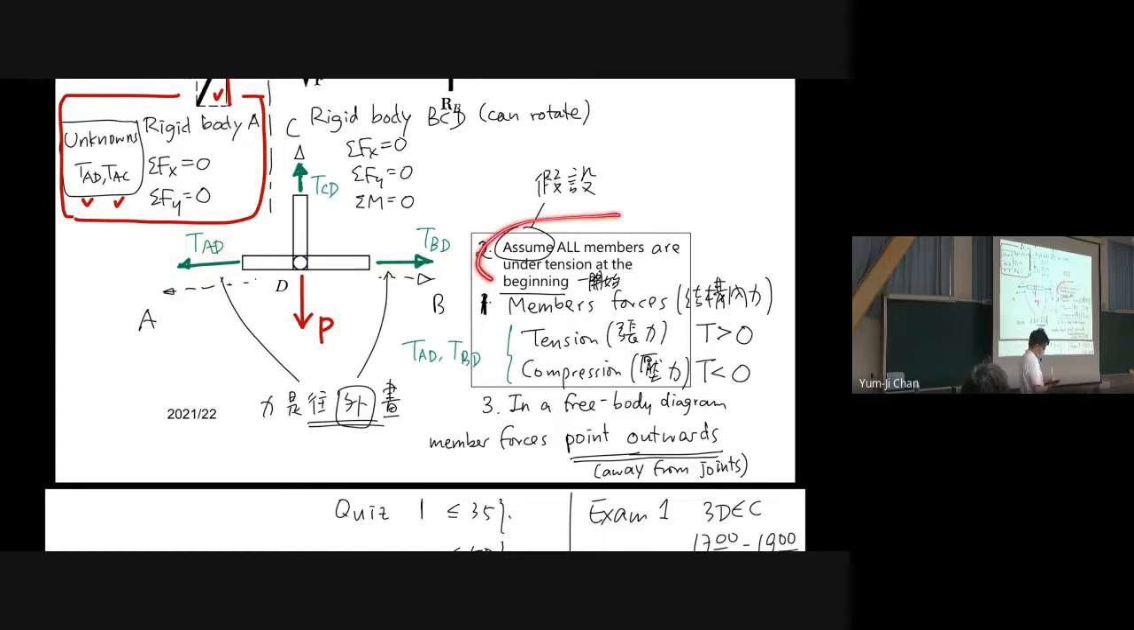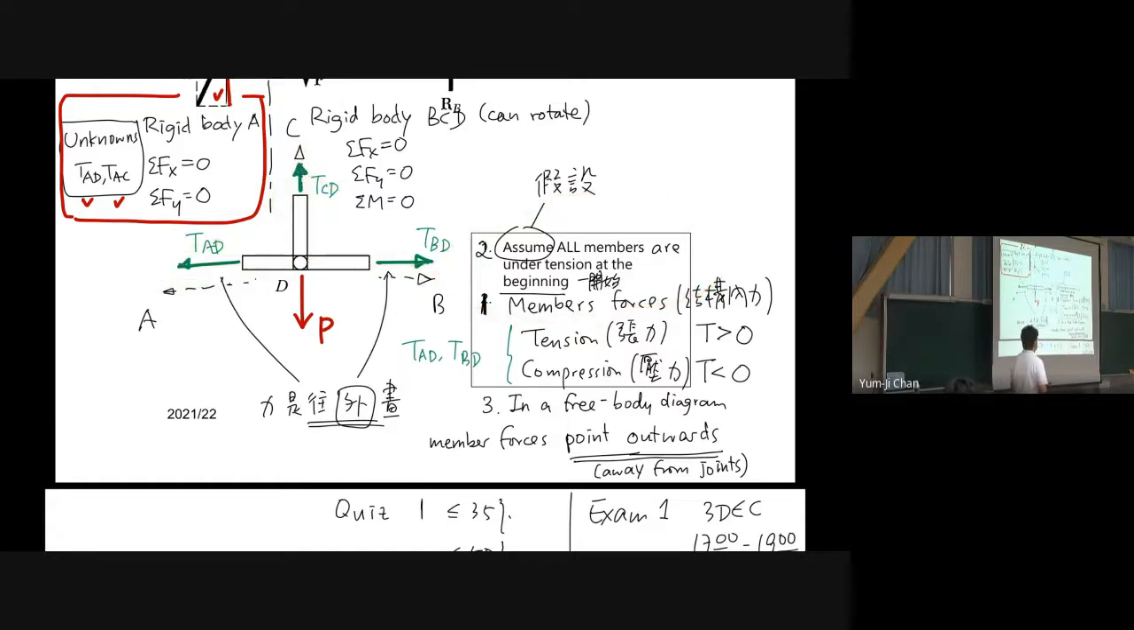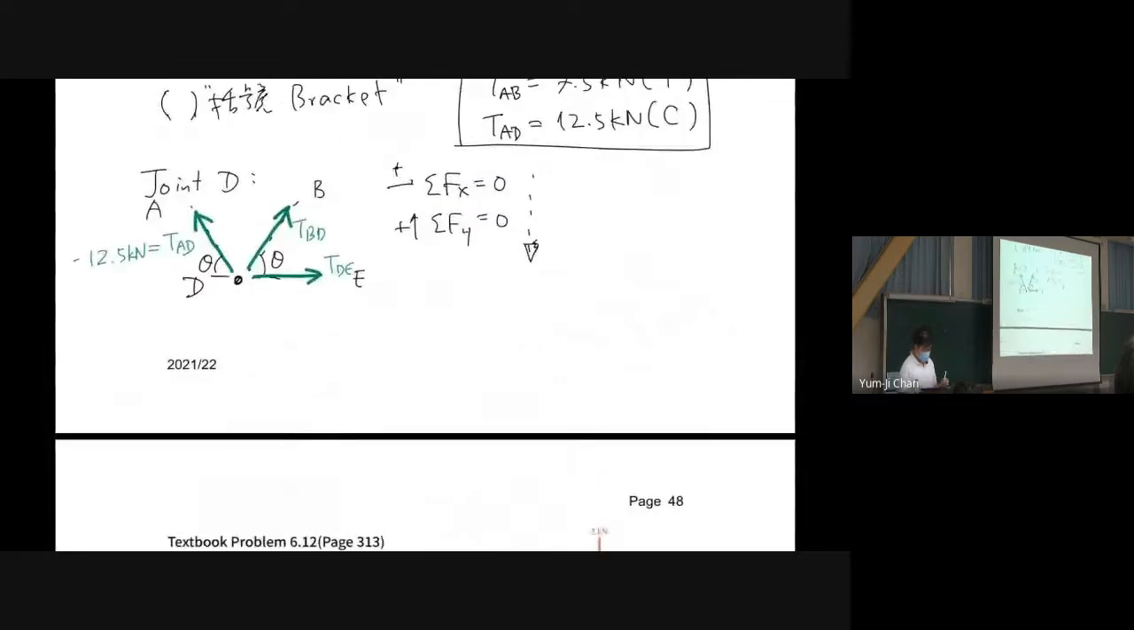We assume all members are under tension, even if you know it is in compression, okay? You assume it is in tension, and then you get a value smaller than 0, and then you know it is compression. In this SOP, please assume all members are under tension and all forces are going out, and then you will usually be okay. Now, this kind of problem is not difficult, for problems in chapter 6.